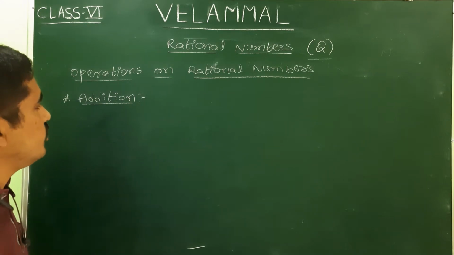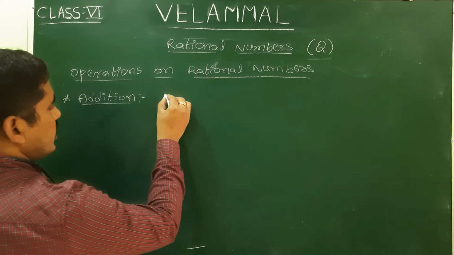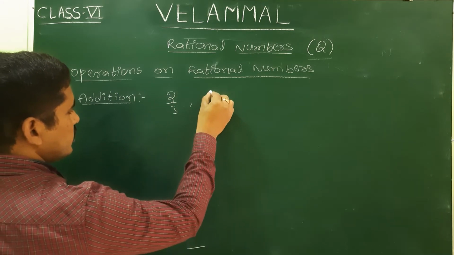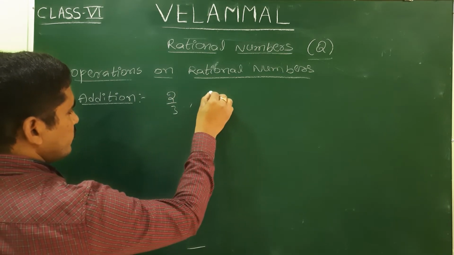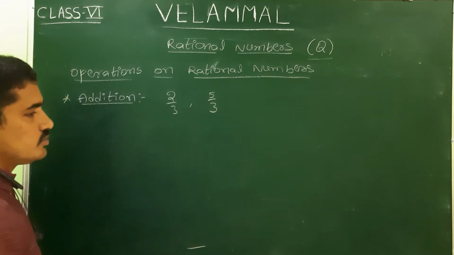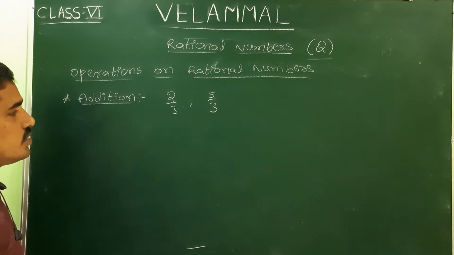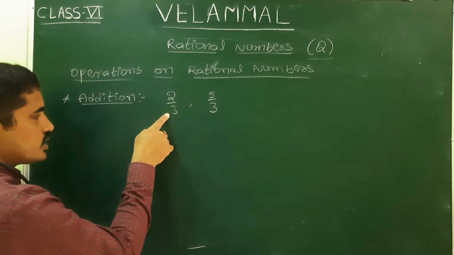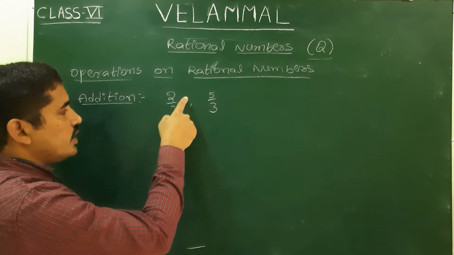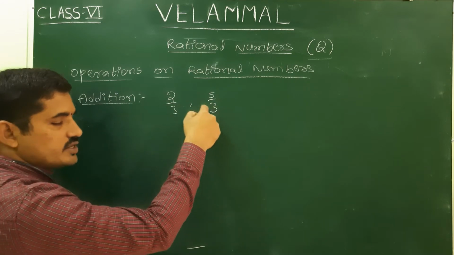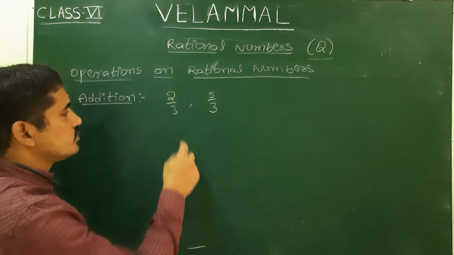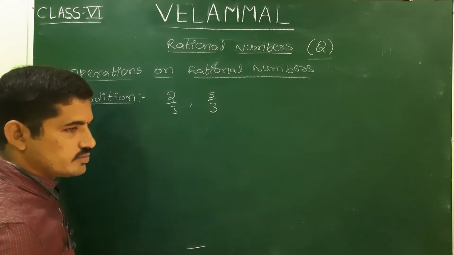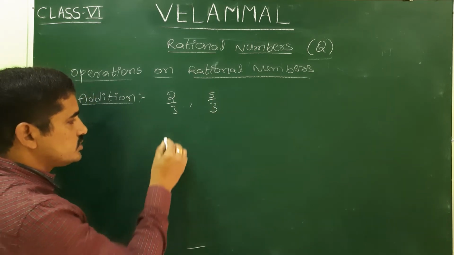So now, for example, two rational numbers I am taking, 2 by 3 and 5 by 3. We can say these are rational numbers. Why? Here the denominator is not equal to 0, and these two can also be said to be fractions. Okay, 2 parts among 3, like that we can say as fractions. Now how can we add these?